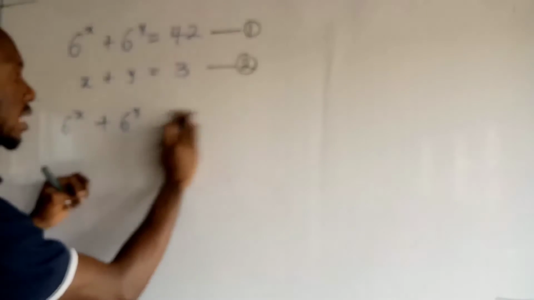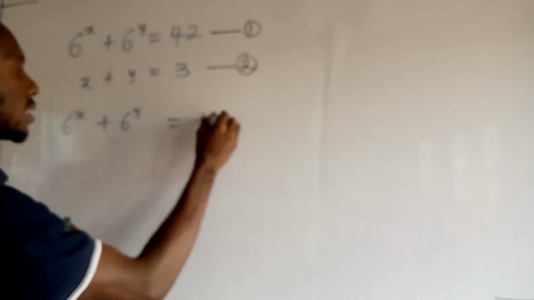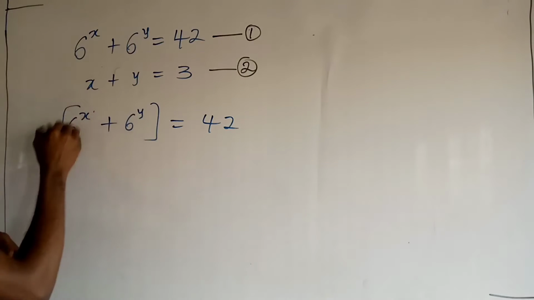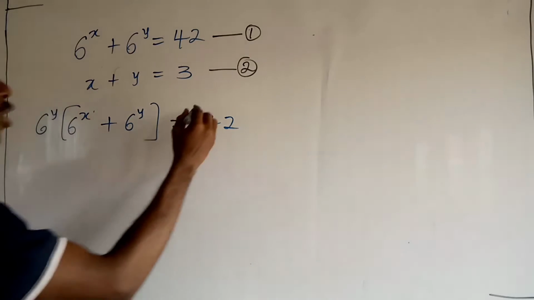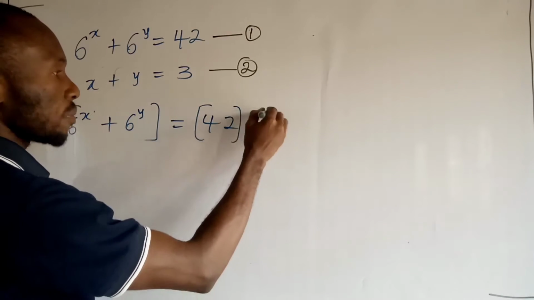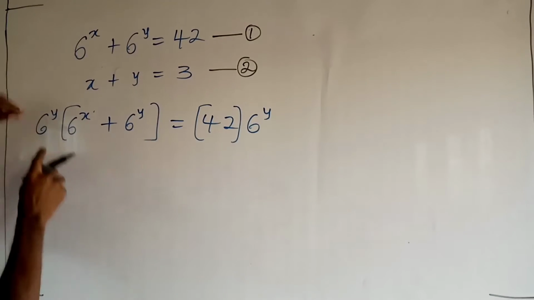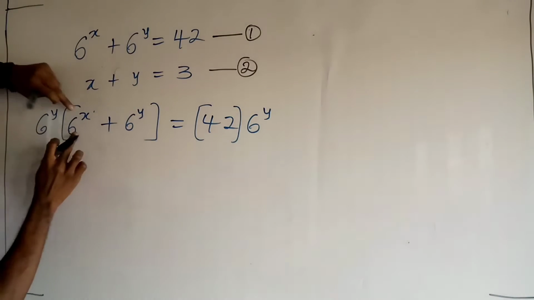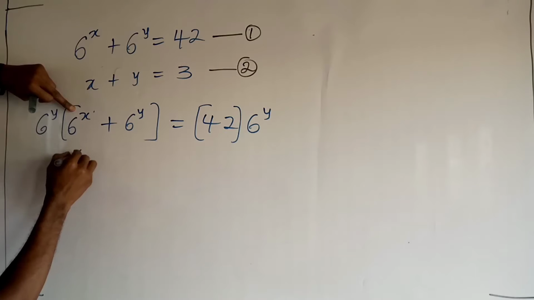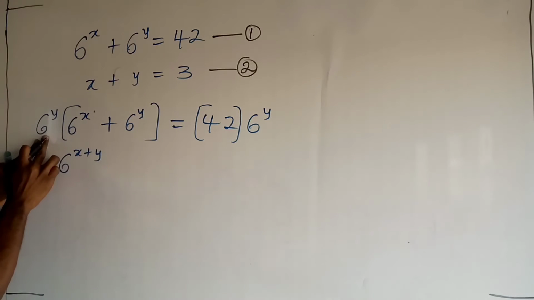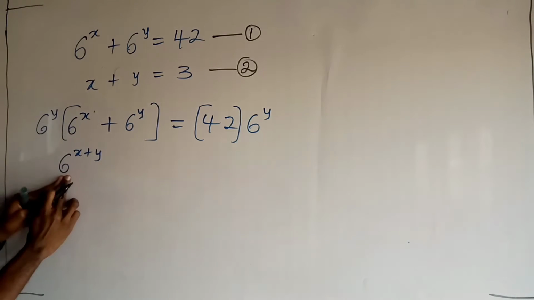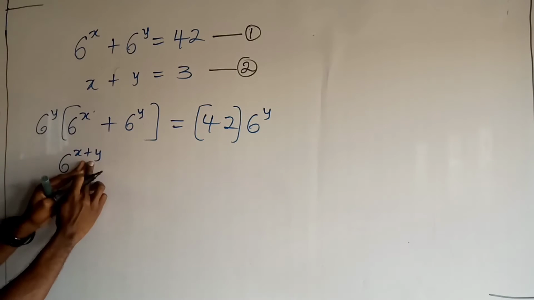Let me just arrange it very well. So I have 42 right here. So I'll multiply this whole thing by 6 to the power y, and I'll also multiply this whole thing by 6 to the power y, okay? The idea is that this times this is going to give me 6 to the power x plus y. From the laws of indices, they have the same base. You pick one of the bases and you add the exponents, right?